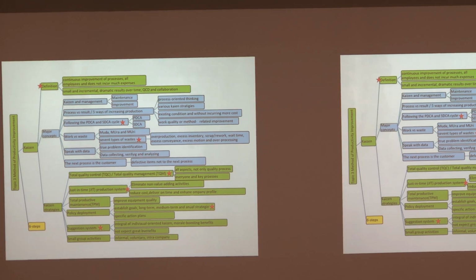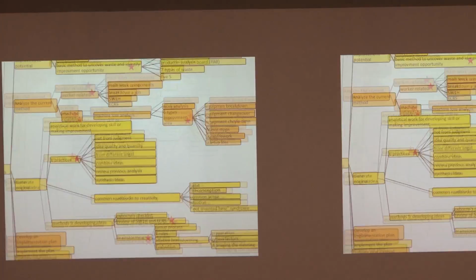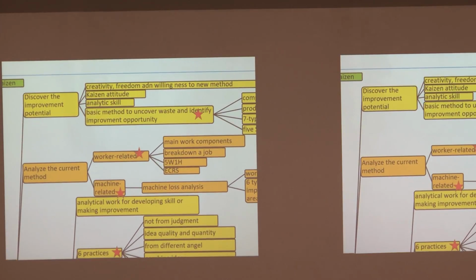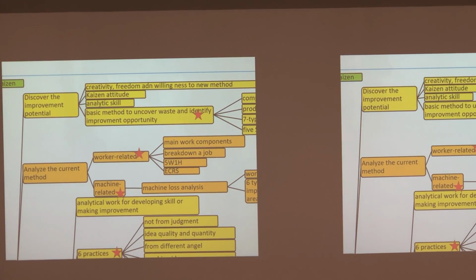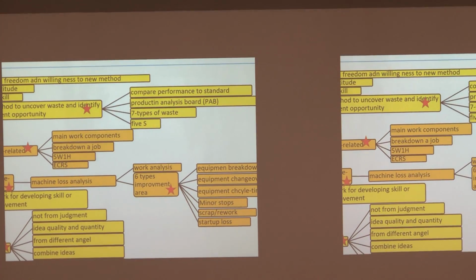Then we will go to the six steps. This one I will upload to the LMS system. So let me highlight the details for you. Six steps. I will say all the steps are important. I have questions for all the steps. So you will see that there is material for each step, but the focus is different. The first one is the basic method to uncover waste and identify the improvement opportunity. Under here we have a few methods. Pay attention to the 7 types of waste.